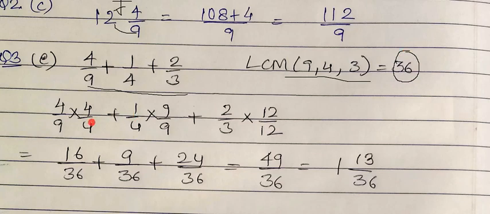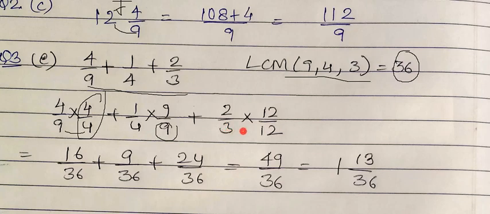What I have done here is, the first fraction I multiplied by the number 4, because I know that 9 into 4 gives me the result 36. So the numerator is also multiplied by the number 4. Same thing here, the number 4 is multiplied by the number 9. So again the numerator is also multiplied by 9. So the result comes out to be 9 by 36.